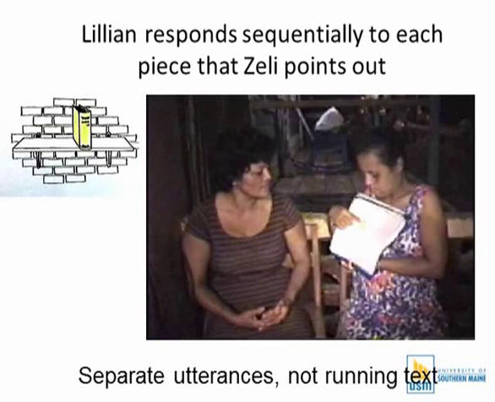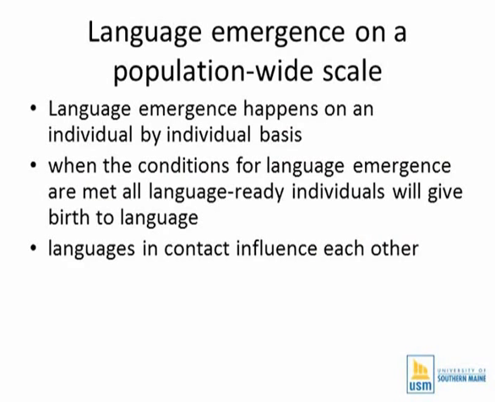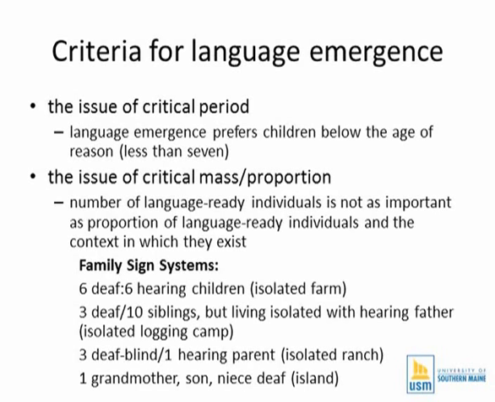So on a population-wide scale, language emergence happens still on an individual-by-individual basis. The conditions for language emergence are all met, and the languages influence each other. There's a critical period. We think of it as sort of below the age of reason, but really, it's a combination of work by Lenneberg, work by Newport, work by Mayberry, that shows us that the door starts to close around age 7 or 8, and it fully closes around 15 or 16. And you can ask me, there are some interesting exceptions to it, which tell us that language can be learned in a way other than the natural way that we learn it.